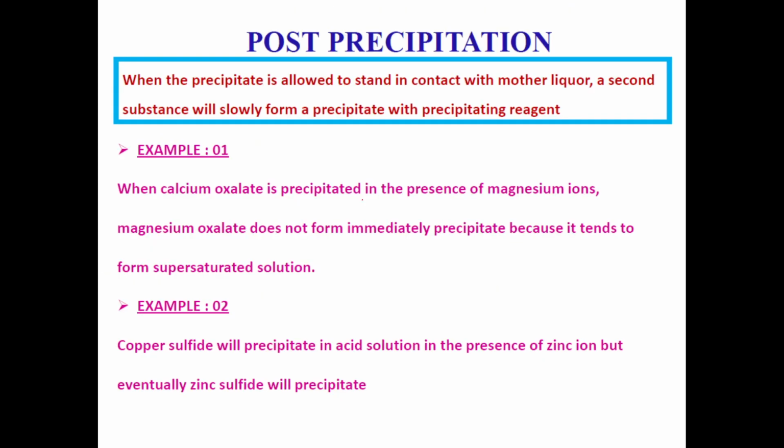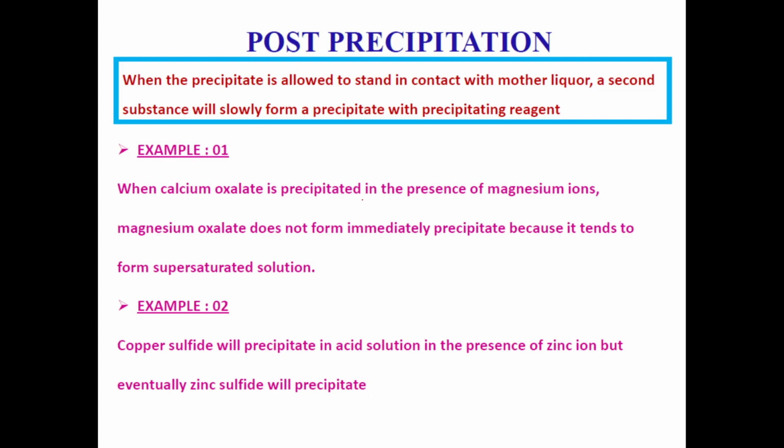Next is the post-precipitation. When the precipitate is allowed to stand in contact with the mother liquor, a second substance also slowly forms a precipitate with the precipitating reagent. In this case, we need to get a precipitate A. Sometimes when you leave the analyte in the solution with the mother liquor for a long time, what happens? Another precipitate will be formed.